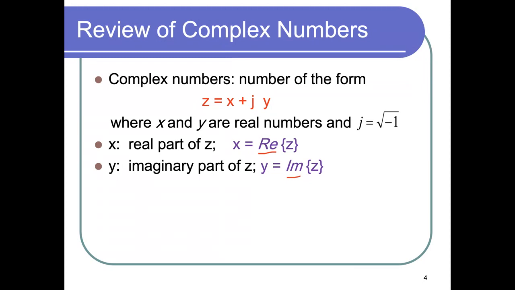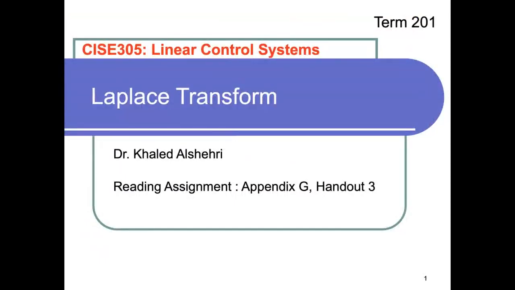By the way, if you go to the reading assignment, Appendix G will give you a review of complex numbers, and handout 3 is the reference for this topic. After this topic, we will go to the textbook. We will start using it. But for now, the handouts will be the main source for these topics, because not everything we want to cover in this course is actually available in the textbook that we have.